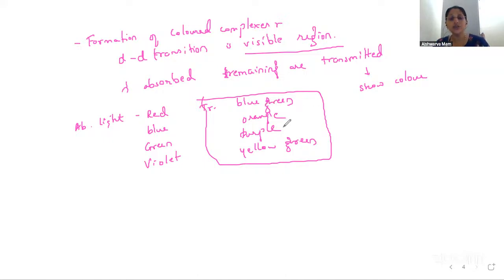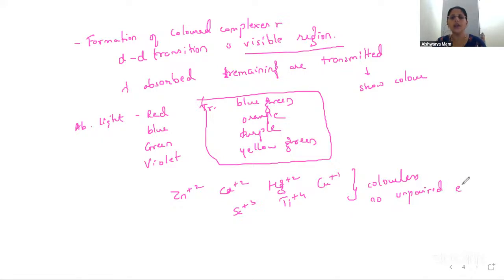So the transition metal ions which contain completely filled d subshells, for example, Zn+2, cadmium +2, mercuric ion Hg+2, then Cu+1 with completely filled subshells, Sc+3, then titanium +4, all appear colorless. Why? Because there are no unpaired electrons. There are no unpaired electrons. Therefore, they will appear colorless.